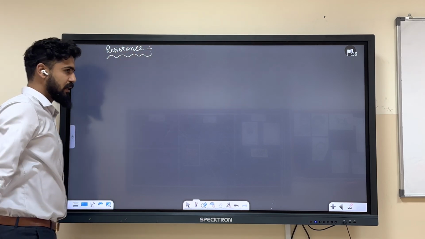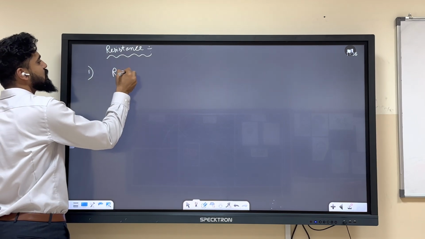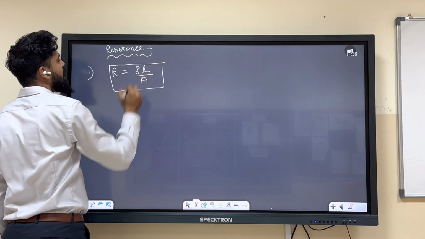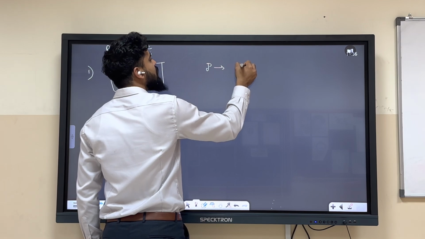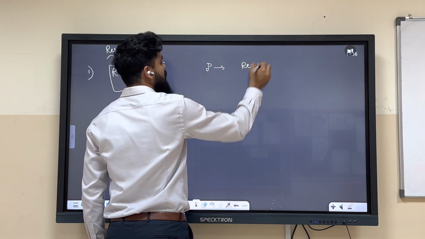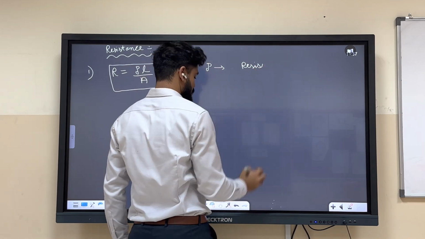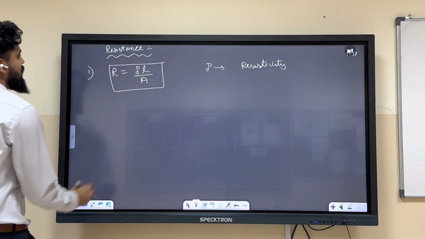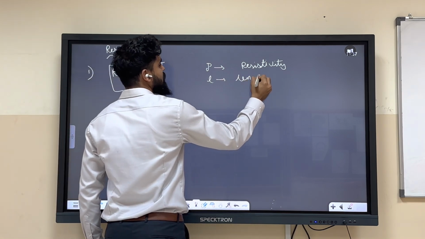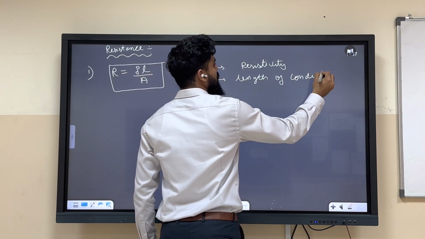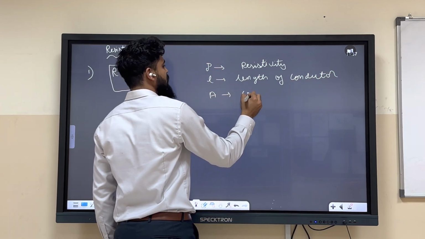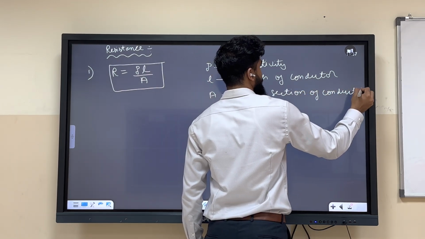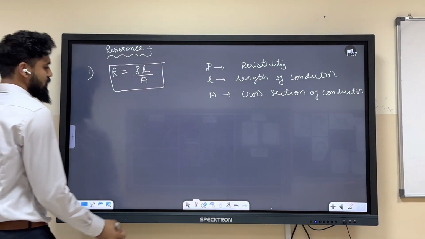Very important topic, resistance. So how did we define it? R equals rho L by A, where rho is your resistivity, L is the length of the conductor, and A is the cross-section area of the conductor.